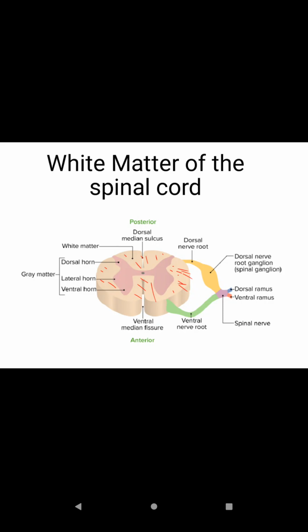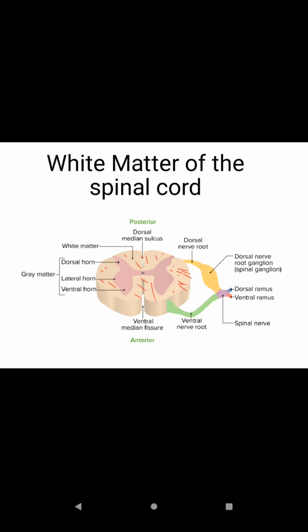H-shaped zone or butterfly shaped area in the center of the cord. So white matter, those areas are surrounding the gray matter. Now the white matter contains tracts, ascending and descending tracts, but in this video we'll be looking at just the ascending tracts. Now the ascending tracts carry information from the spinal cord to the brain.